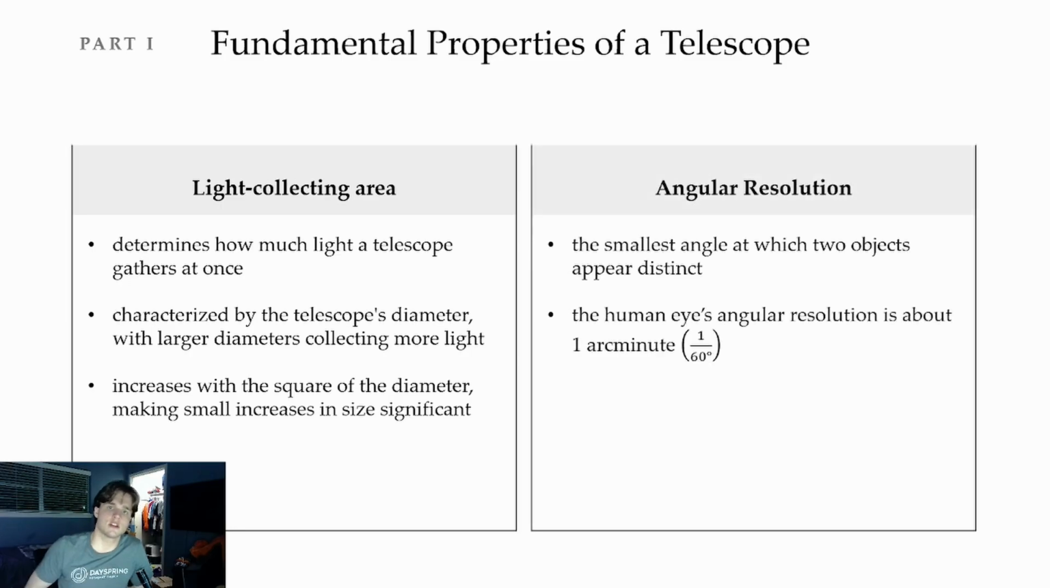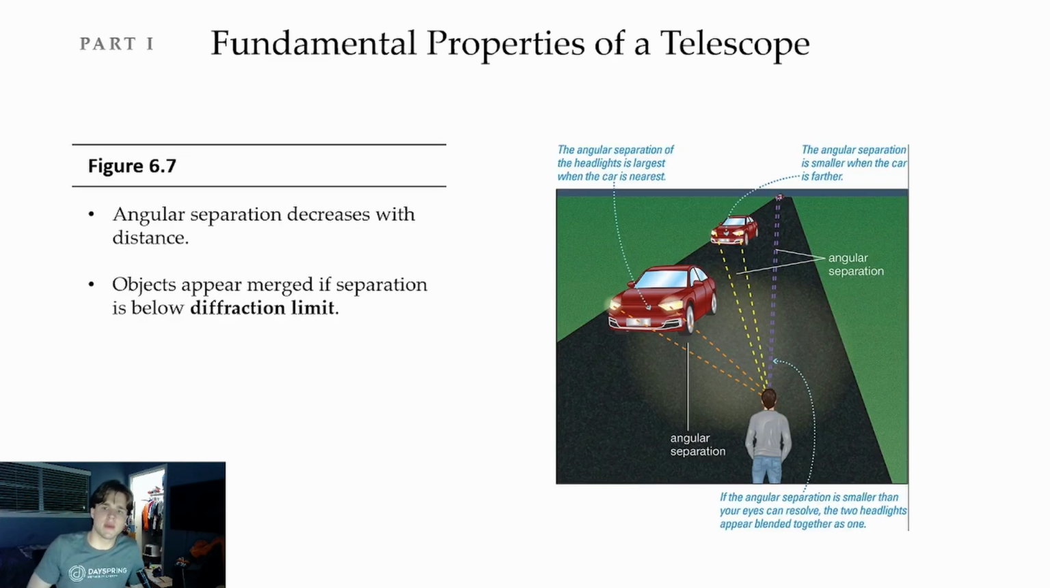But secondly is angular resolution, and this is the smallest angle at which two objects can appear distinct. The human eye's angular resolution is about 1 arcminute. Let's dive deeper into it. This is an image of a man looking at a car as it passes by him. He's paying attention to the two headlights. When the car is far away, the two headlights appear as sort of one blur.